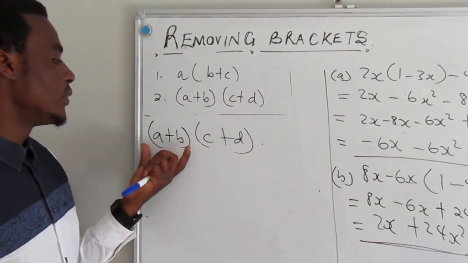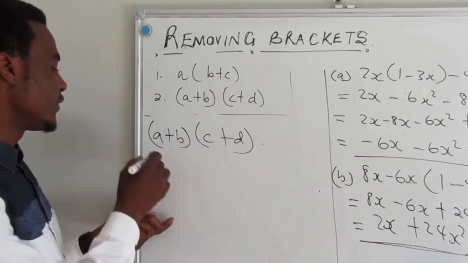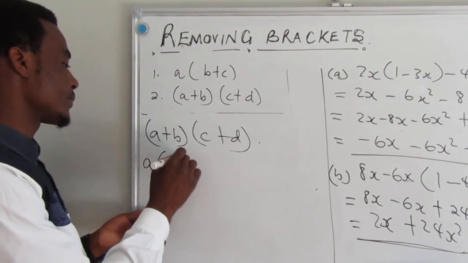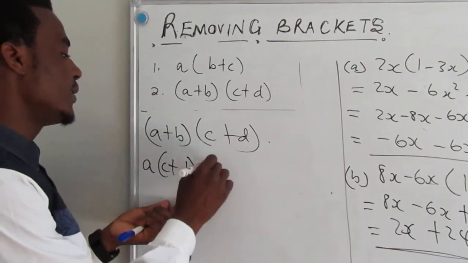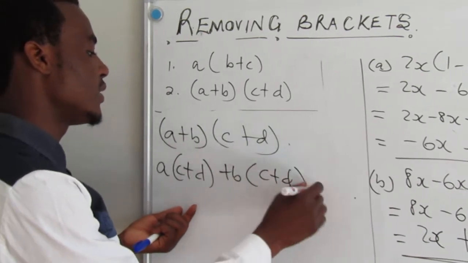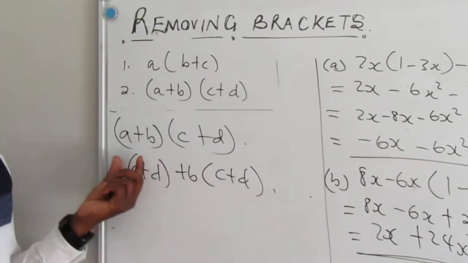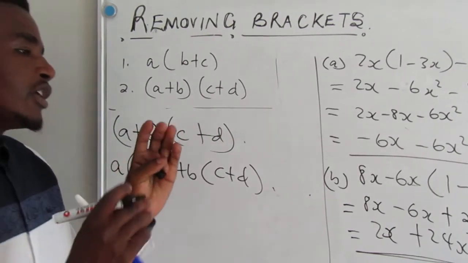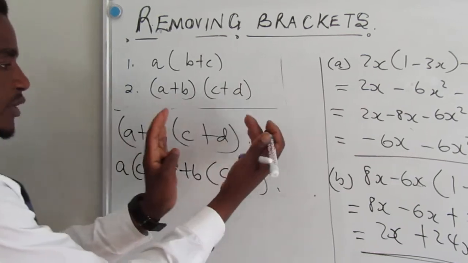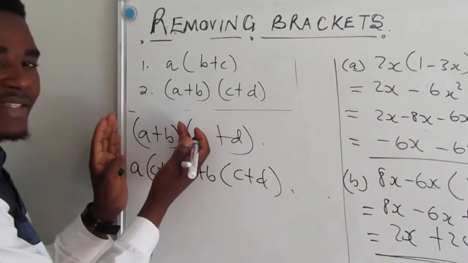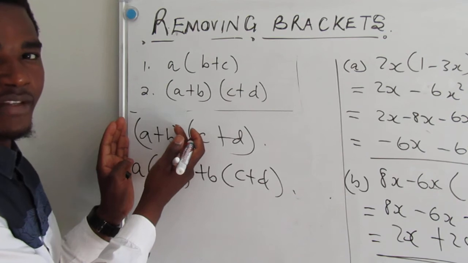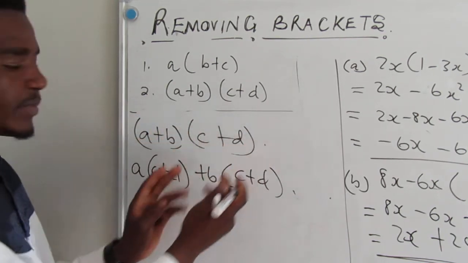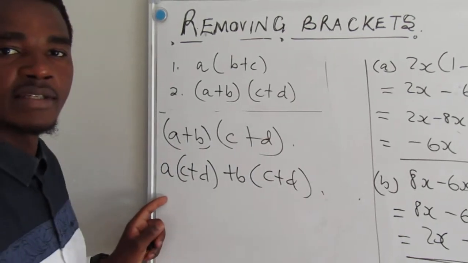What does that mean? Which terms do we have in the first bracket? We have got a, so let a multiply the second bracket, which is c plus d. And again, let plus b multiply the second bracket, which is c plus d. So in other words, given an expression times an expression, multiply the second expression by each and every term in the first bracket. So a times (c plus d) plus b times (c plus d), then we come up at this stage.